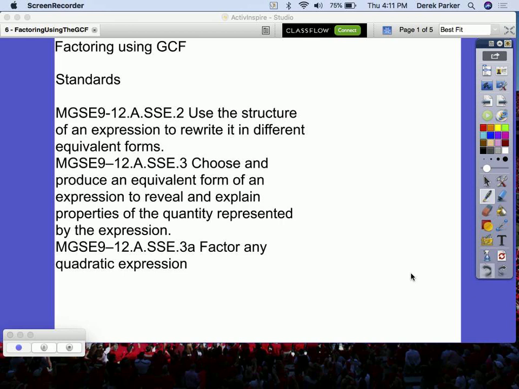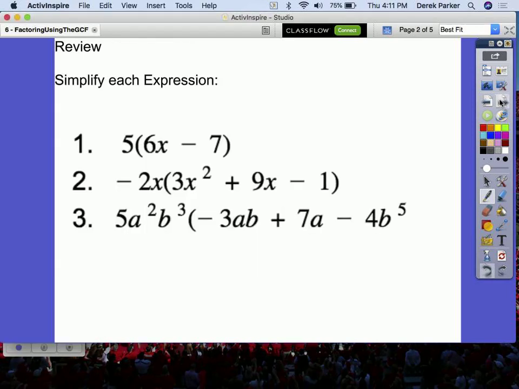Standard SSE 2 and 3, you're going to learn how to factor using the greatest common factor of an expression. First thing I want you to do is simplify each expression. Pause the video and simplify the expression. Number 1, distribute the 5, and you get 30x minus 35.